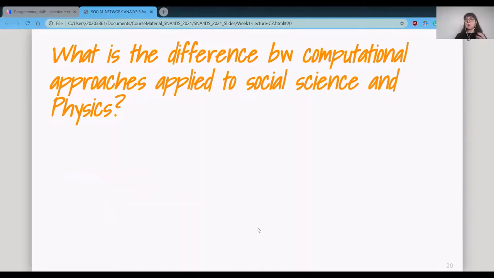In a nutshell, what is the difference between computational approaches in physics and in social science? People think that there is a huge distance between physics, mathematics, and biology and social sciences. When you use computational approaches, the only real difference between these things is the topic. So am I studying people? Okay, this is called social science. Am I studying birds? Okay, this is biology.